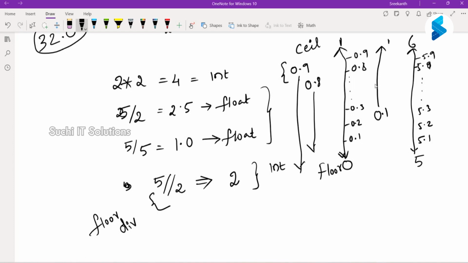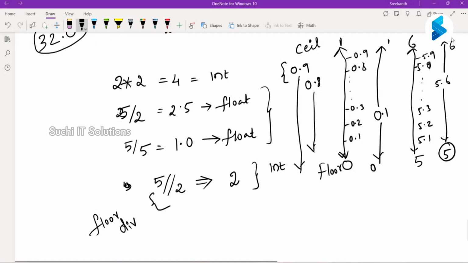Ceiling value, not floor value. The ceiling value of 0.1 would be 1, and the floor value would be 0. For 5.6, the ceiling value would be 6, and the floor value would be 5. Are we clear with this?